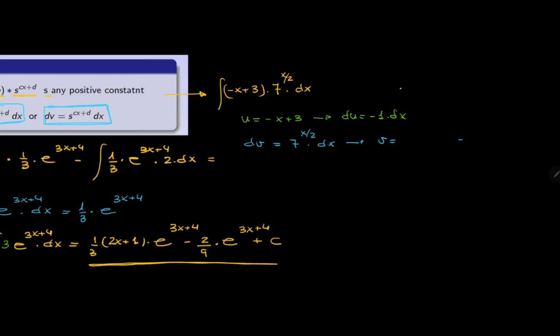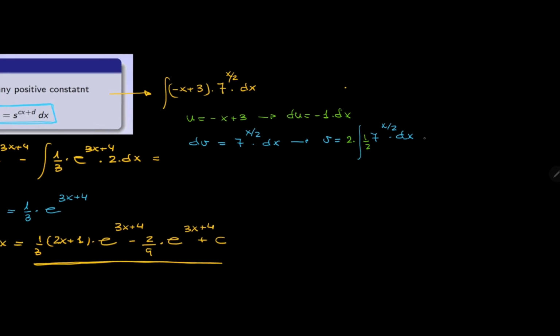I integrate in order to obtain the v, so it's the integral of 7 raised to the power of x halves dx. So I need a 1/2 inside and a 2 outside to cancel with. So this is 2 times 7 raised to the power of x halves divided by the Neperian logarithm of 7. We're ready to write the by parts formula.